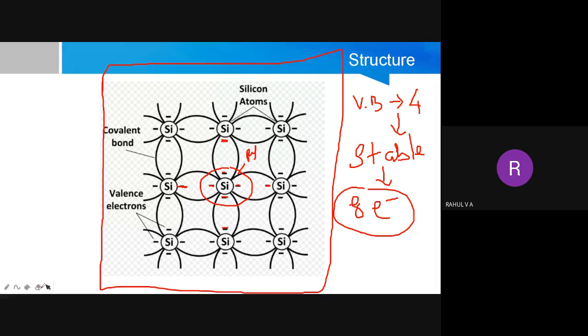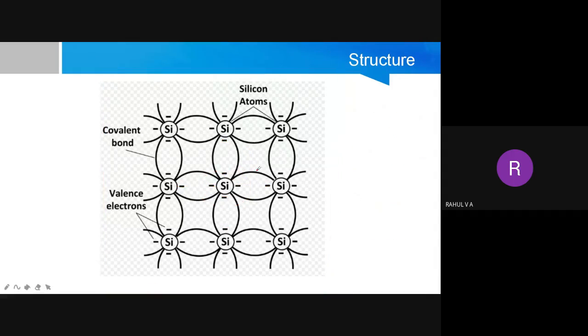So what happens when a covalent bond breaks? When the covalent bond breaks, one electron jumps from this silicon atom and becomes a free electron, and it moves from the valence band to the conduction band. Now here, one electron has become free, so there is a deficiency of electron there. This is called a free electron, and the deficiency of electron is called a hole.